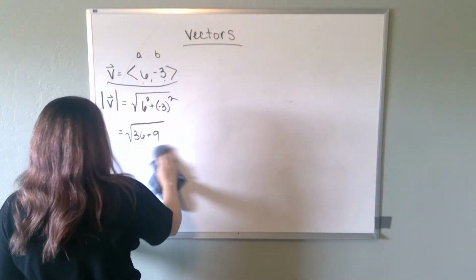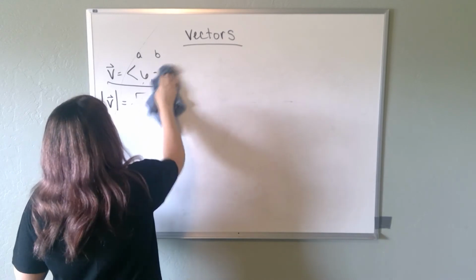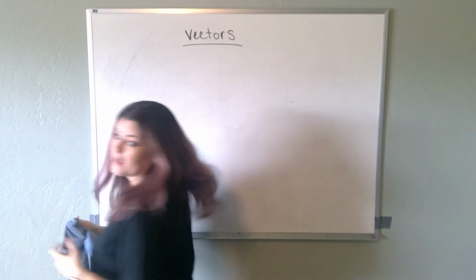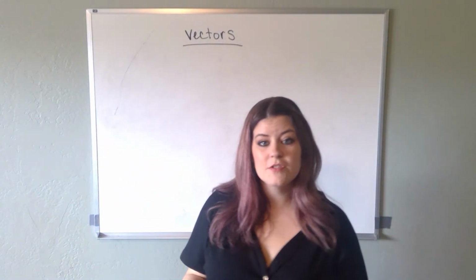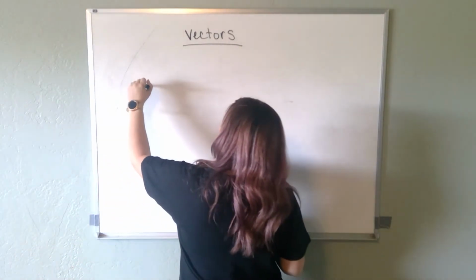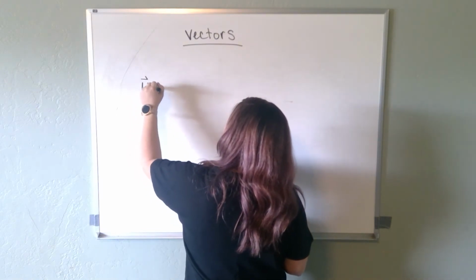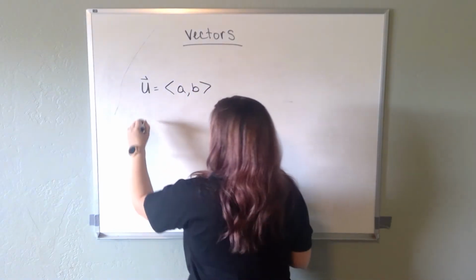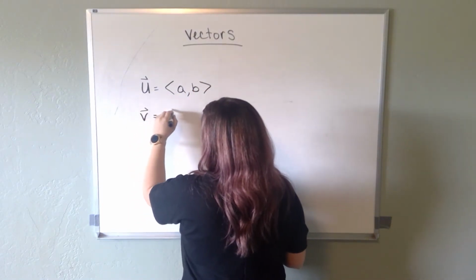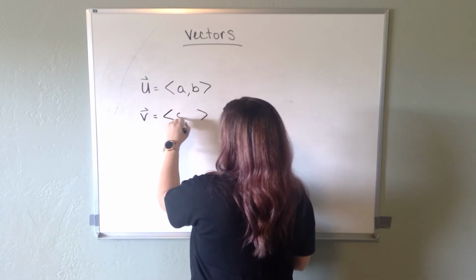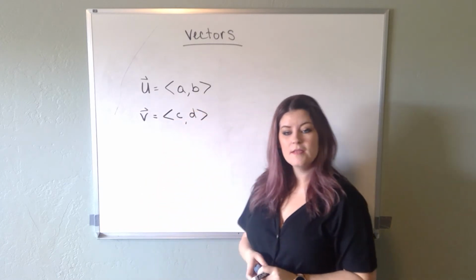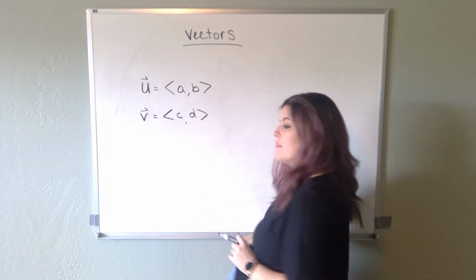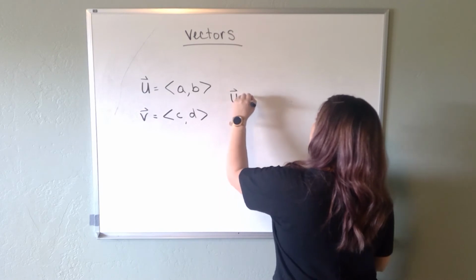Now, I'm going to do a couple more things with vectors, and they're going to be operations that we can perform on more than one vector. So let's say we have two vectors u and v. Let's say that u is our a, b components. I need to pick different letters for the components of v, so I'll just use c and d. But you've got two vectors in component form. What if I want to add them together? I want to do u plus v.